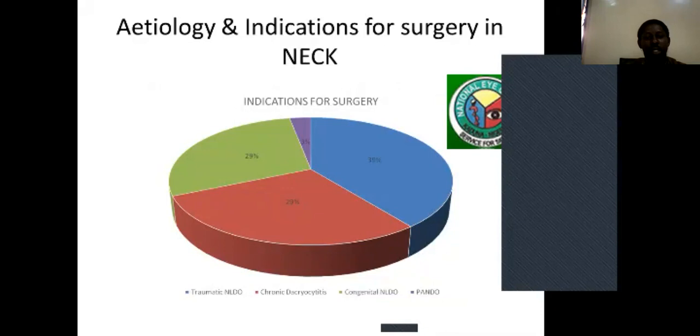traumatic nasolacrimal duct obstruction accounted for 39% of the patients we saw, followed by chronic dacryocystitis and congenital nasolacrimal duct obstruction, while the primary acquired duct obstruction accounted for only 3% of the cases. Now, in managing these patients, one has to look at the history.